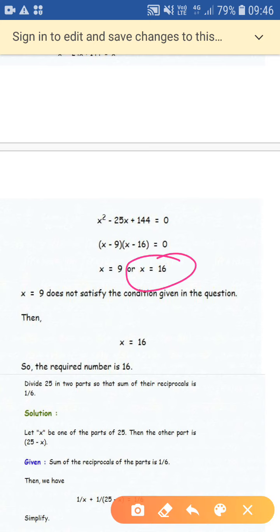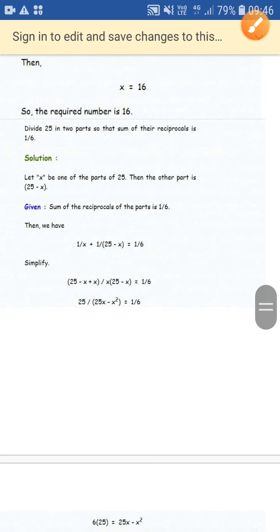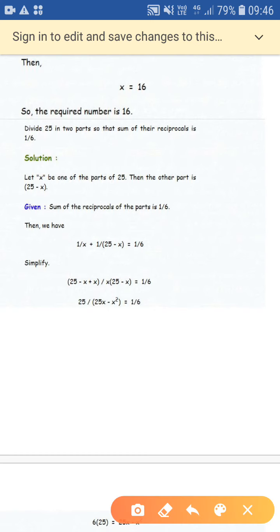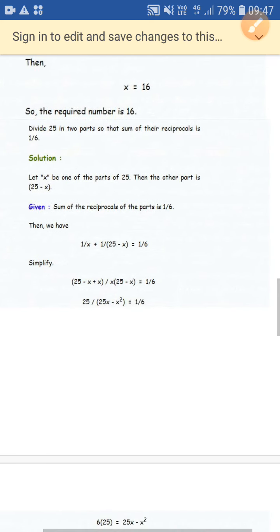Now let us take one more example. Divide 25 into two parts so that the sum of their reciprocals is 1 by 6. Again, it is very important and very simple also. See, if we do not know the two parts, let x be the one part. So the other part will naturally be 25 minus x. Just as if I say divide 10 into two parts, if one part is x, the other part will be 10 minus x. So here, one part is x, and the other part will be 25 minus x.